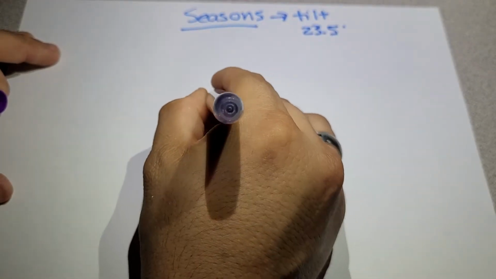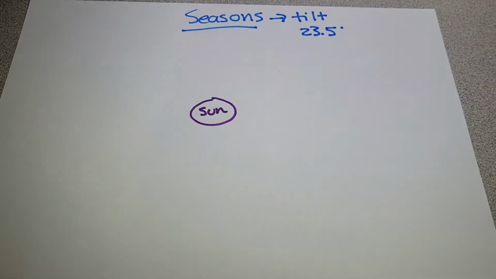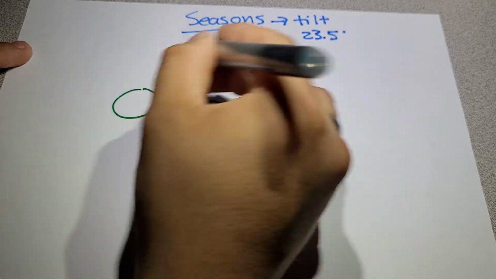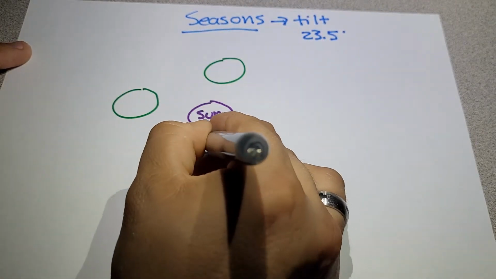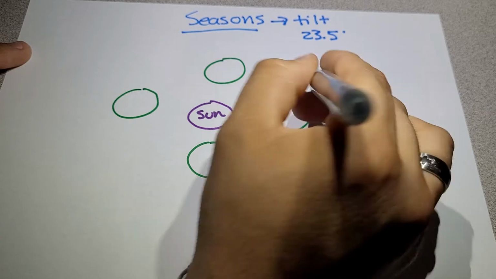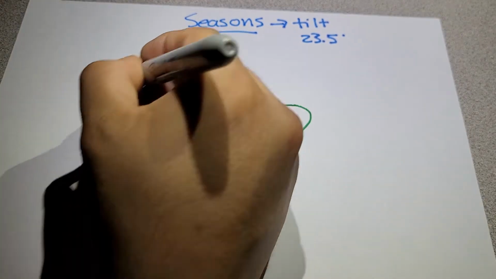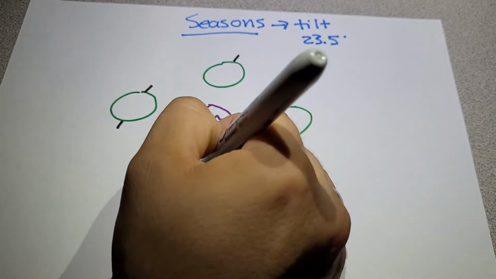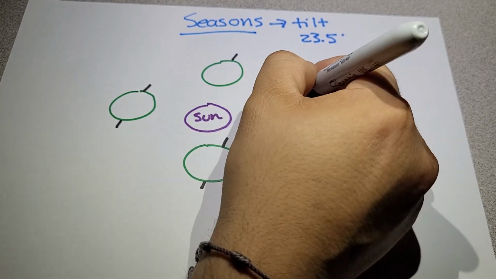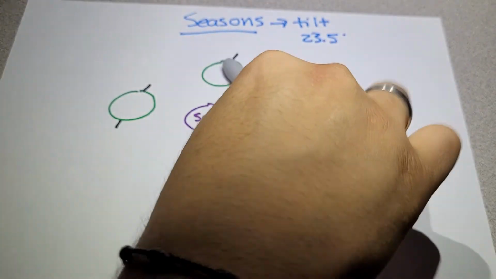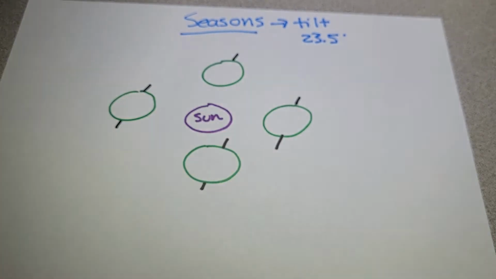So, let's start our diagram with our sun right in the middle. And then what I'm going to do is draw 4 different Earths: 1, 2, 3, and 4. Now, notice what I talked about, that there is a tilt. Now, all my Earths have to be tilted in the same direction. If you decide to tilt them in the other direction, facing this way instead of this way, then all your Earths have to look the same.